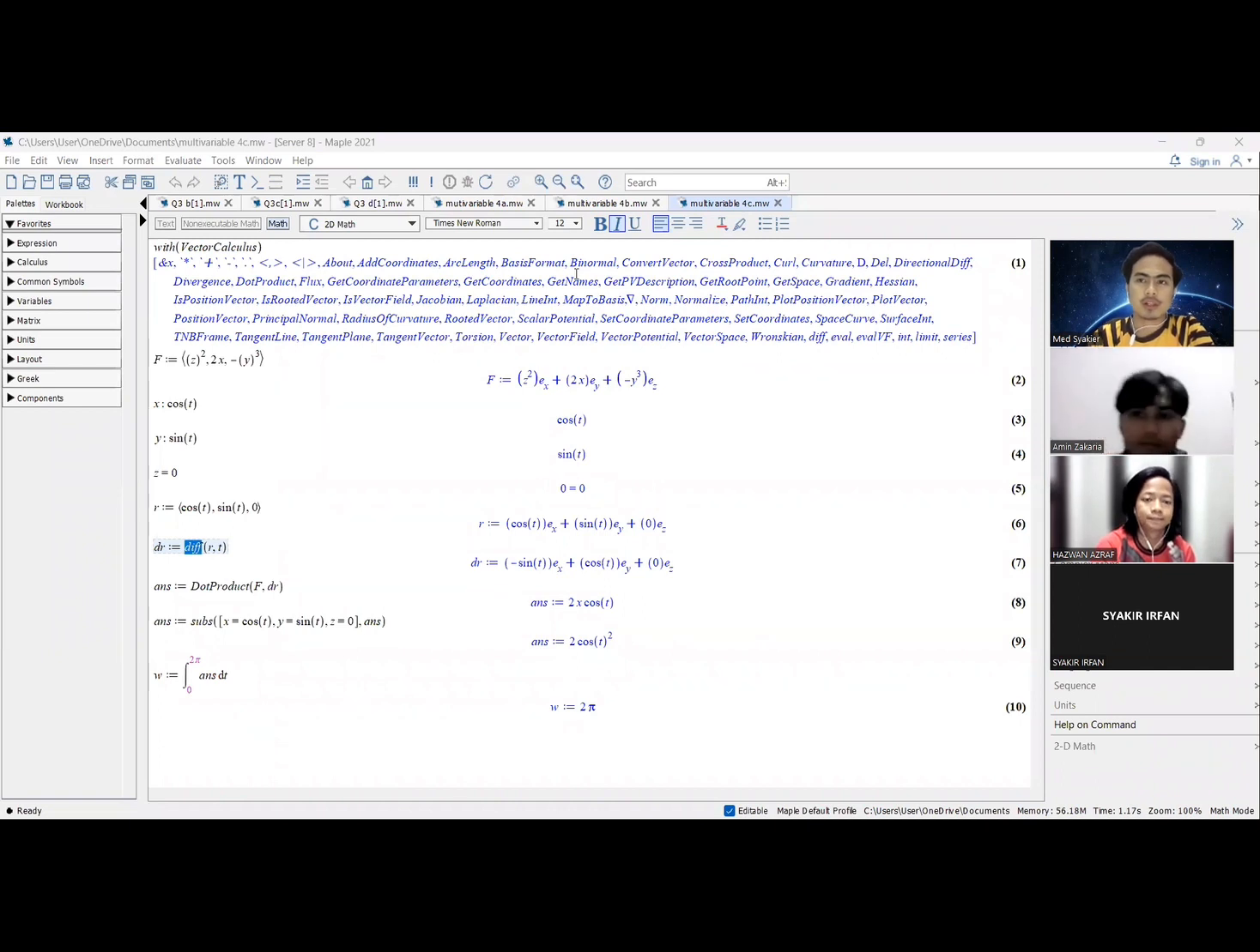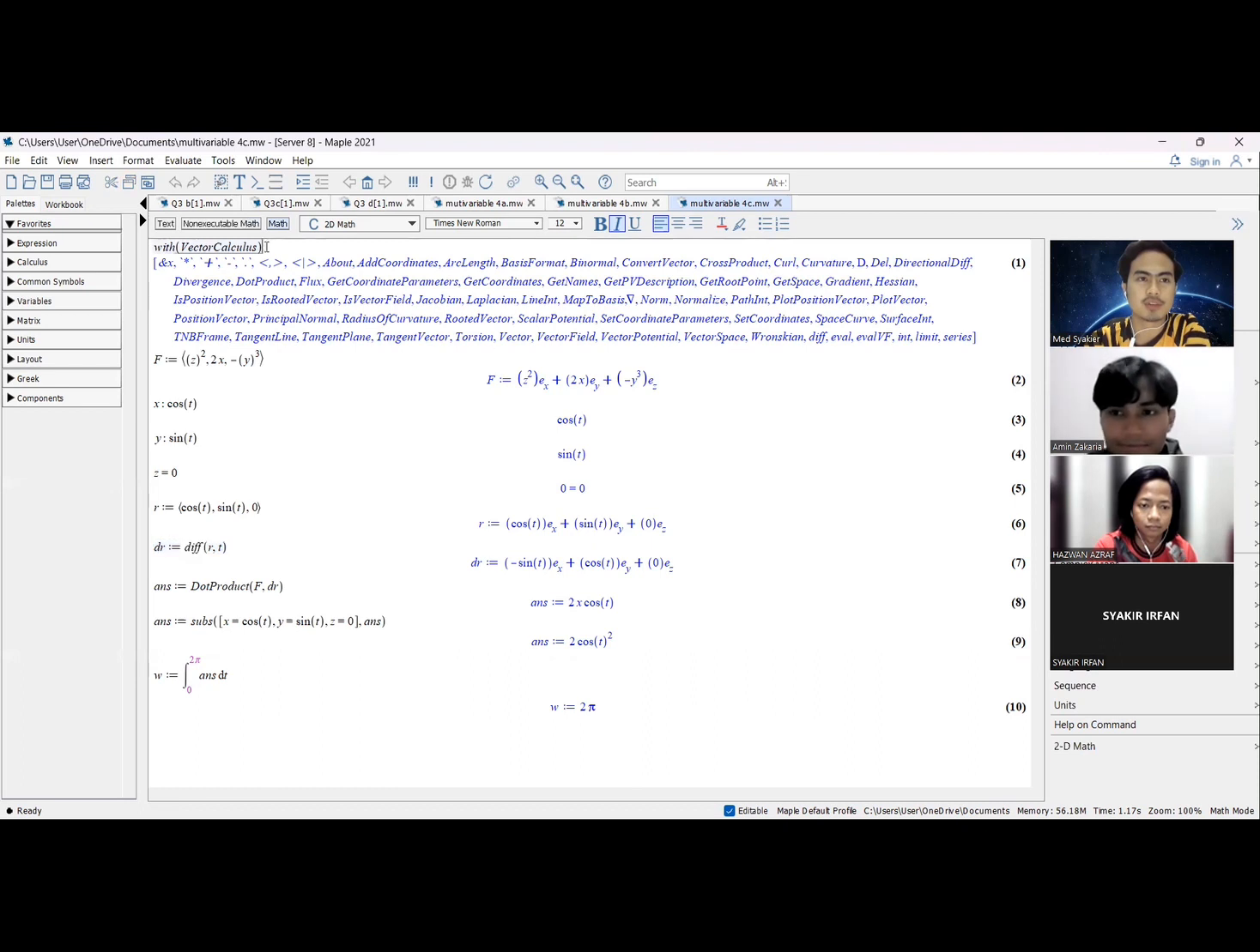So for the third question, which is c, we have to find the line integral and surface integral by applying Stokes theorem, where C is the circle x squared plus y squared equal to 1 on the xy plane with a counterclockwise orientation looking down the positive z-axis. So the question given is f equal to z squared i plus 2x j minus y to the power of 3 k.